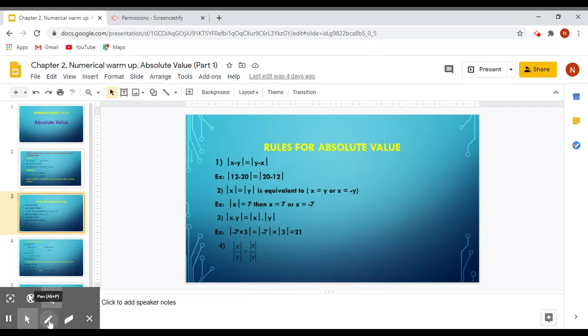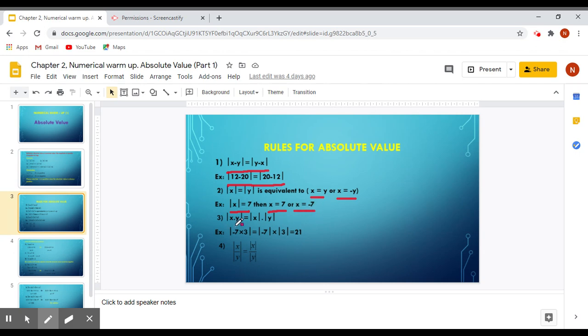Now the rules for absolute value. The absolute value of x minus y is equal to the absolute value of y minus x. Here is an example. Absolute value of x equal absolute value of y, which means either x equal y or x equal minus y. Here we have an example, absolute value of x is 7. This means either x is 7 or x is minus 7.